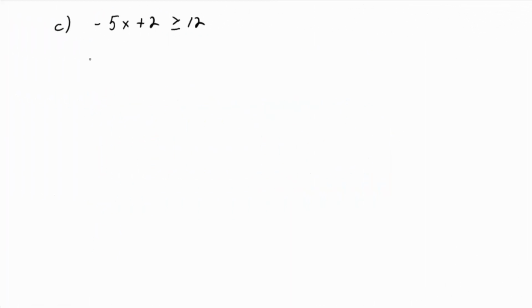For part C, negative 5x plus 2 is greater than or equal to 12. Let me remind you of something before we do this example. Remember the trick where if you multiply or divide both sides by a negative, you have to switch the direction of the inequality? Let me just show you why that's true real quick, because a lot of students don't remember why that's true. It's really simple.